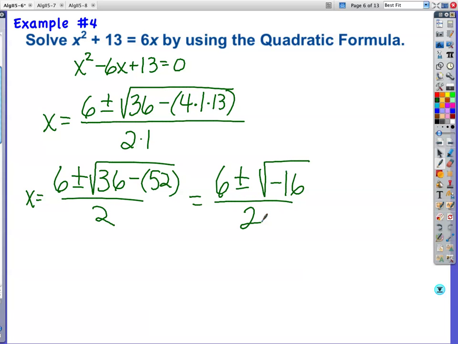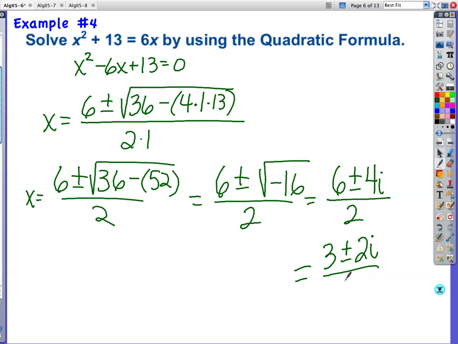Oh, but now that we're in Algebra 2, and we know that the square root of negative 16 is now, oh yeah, you can't forget the information we just spent, well, it seems like forever because we started probably before Christmas, 4i divided by 2. These are all even numbers, so every number is divisible by 2. So 6 divided by 2 is 3, plus or minus 4 divided by 2 is 2. Keep the i, and then I could write it over 1, or you could just write 3 plus or minus 2i. So you have a complex number.